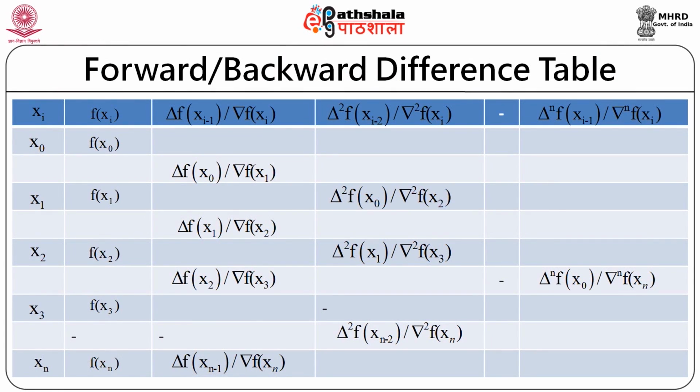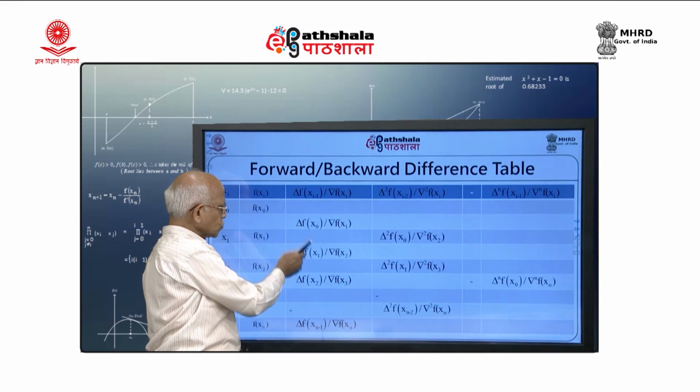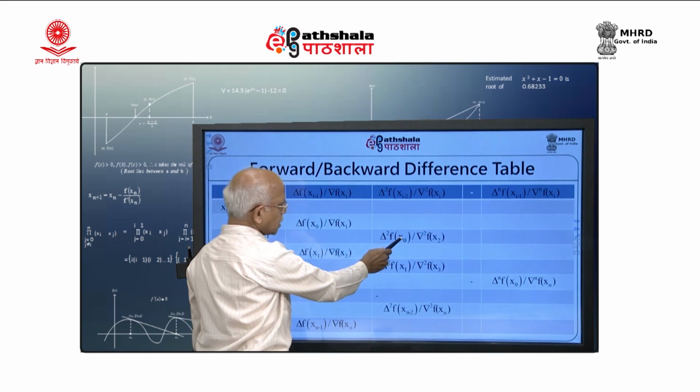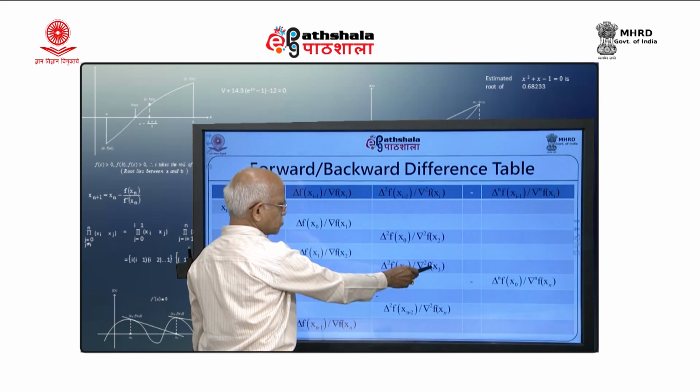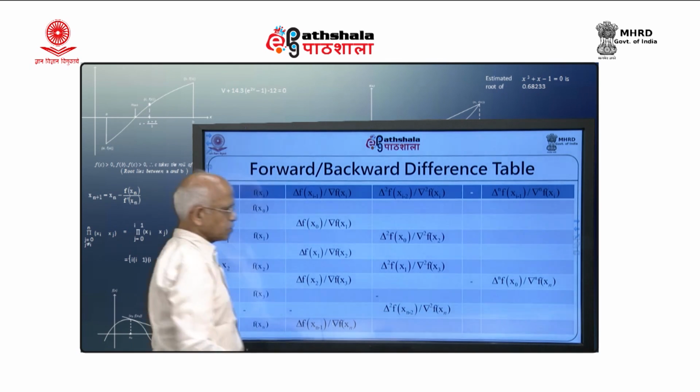Similarly, I can do this for delta square f(x_0) and del square f(x_2). Now, you can see that this changes here: x_1, this is x_2, this is x_3, and so on and so forth. Here also it changes. Similarly, x_0 will be replaced by x_2 here, x_1 will be replaced by x_3, and x_{n-2} will be replaced by x_n.